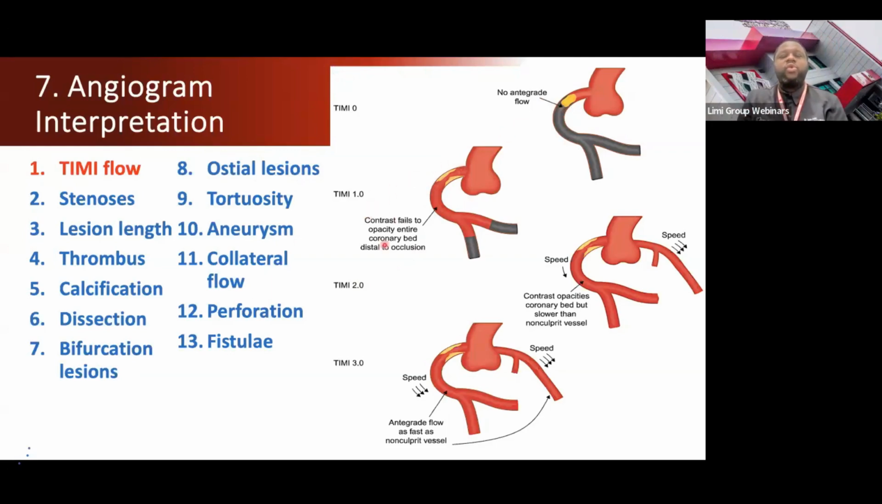And in TIMI 1 flow, contrast fails to opacify entirely the coronary bed distal to the obstruction. So you have the occlusion here, but distal to it is still not able to get all the bed. We call that TIMI 1. In TIMI 2 flow, it gets to the end. However, the speed is less, so it is slower than normal. If you compare the speed, typically they have to beat 2 or 3 times, boom, boom, boom, before it reaches the end, while in the normal one, with only 1 to 2 cardiac cycles, it gets to the end.